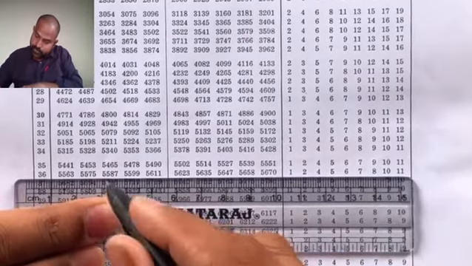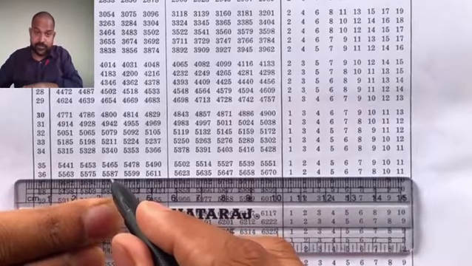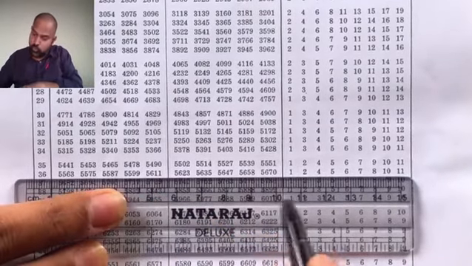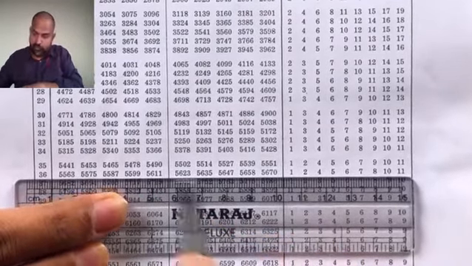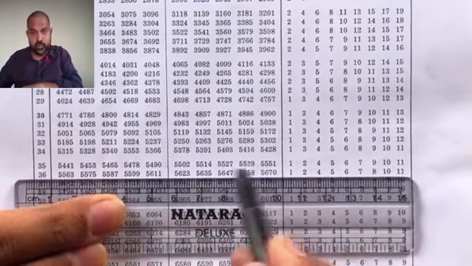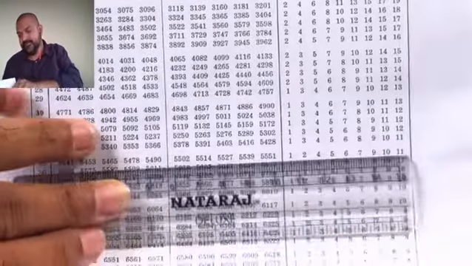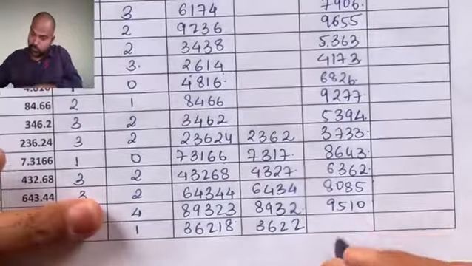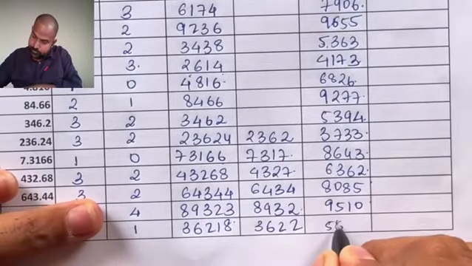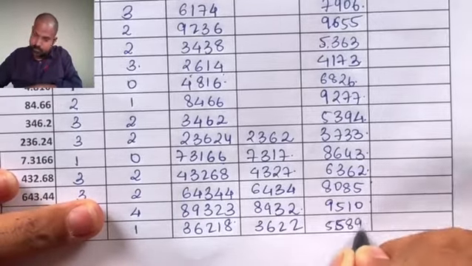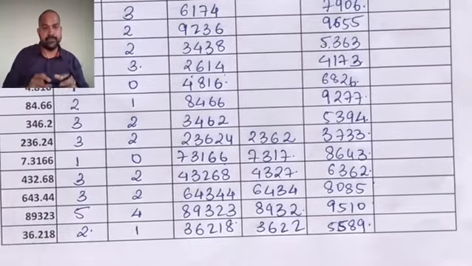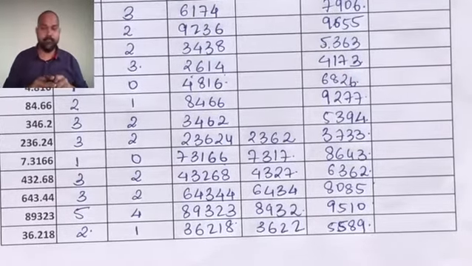2, 5 5 8 7, and in that also 2 is 2. So 5 5 8 7 plus 2 is 5 5 8 9. This is going to be, and that's it. We have all the mantissas.